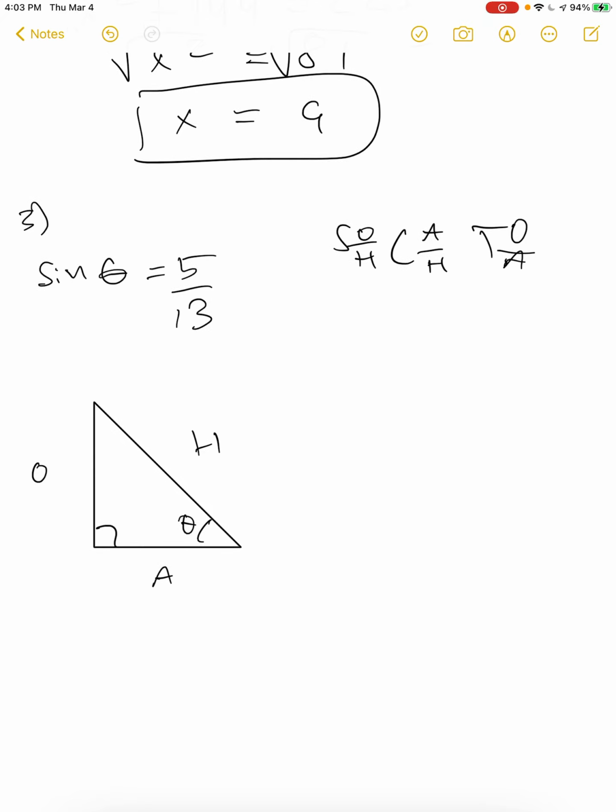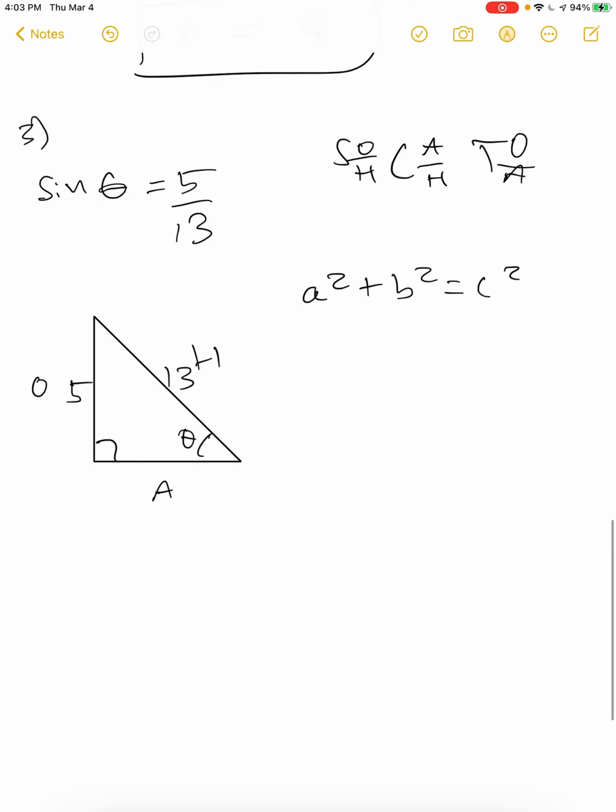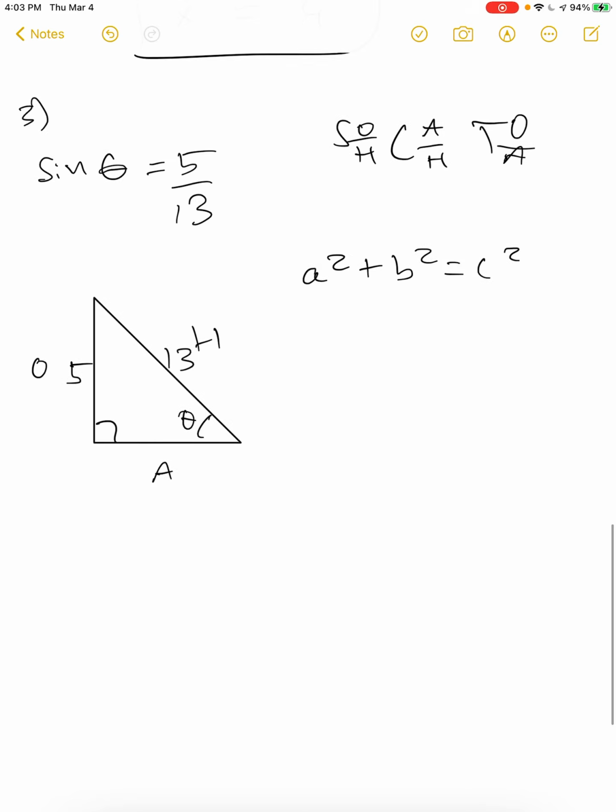We know that the opposite side is going to be equal to 5, so this side length will be 5. We know the hypotenuse will be 13. So now we can apply the Pythagorean theorem like we had before. A squared plus B squared is equal to C squared. And now we do the two legs squared, and that's going to equal C squared, or in this case, the hypotenuse squared, right? Or 13.